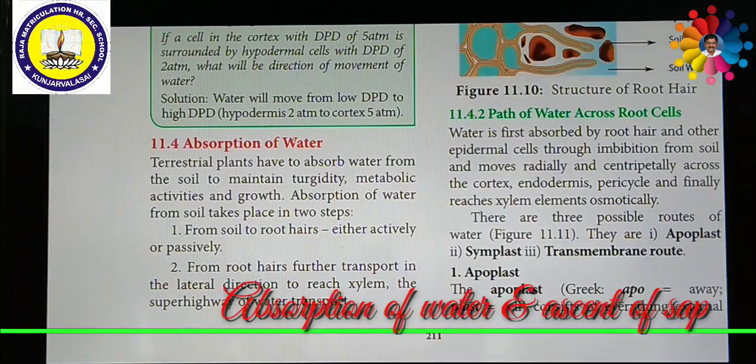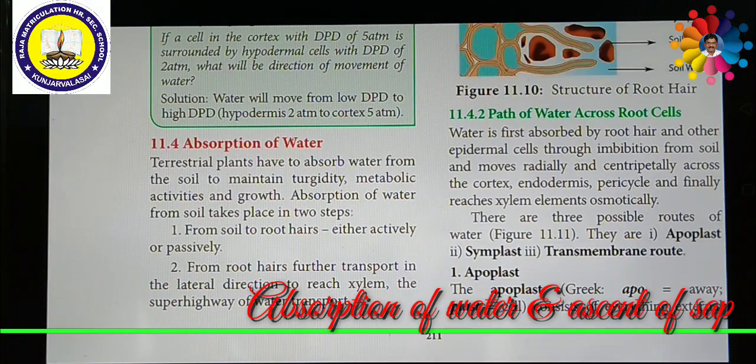Dear students, now we are going to discuss absorption of water. What is absorption of water? That means water dissolving the salts present in the soil is absorbed by the root, enters into the plant, goes up the stem, and finally reaches the tip of the leaf as well. This is called absorption of water.